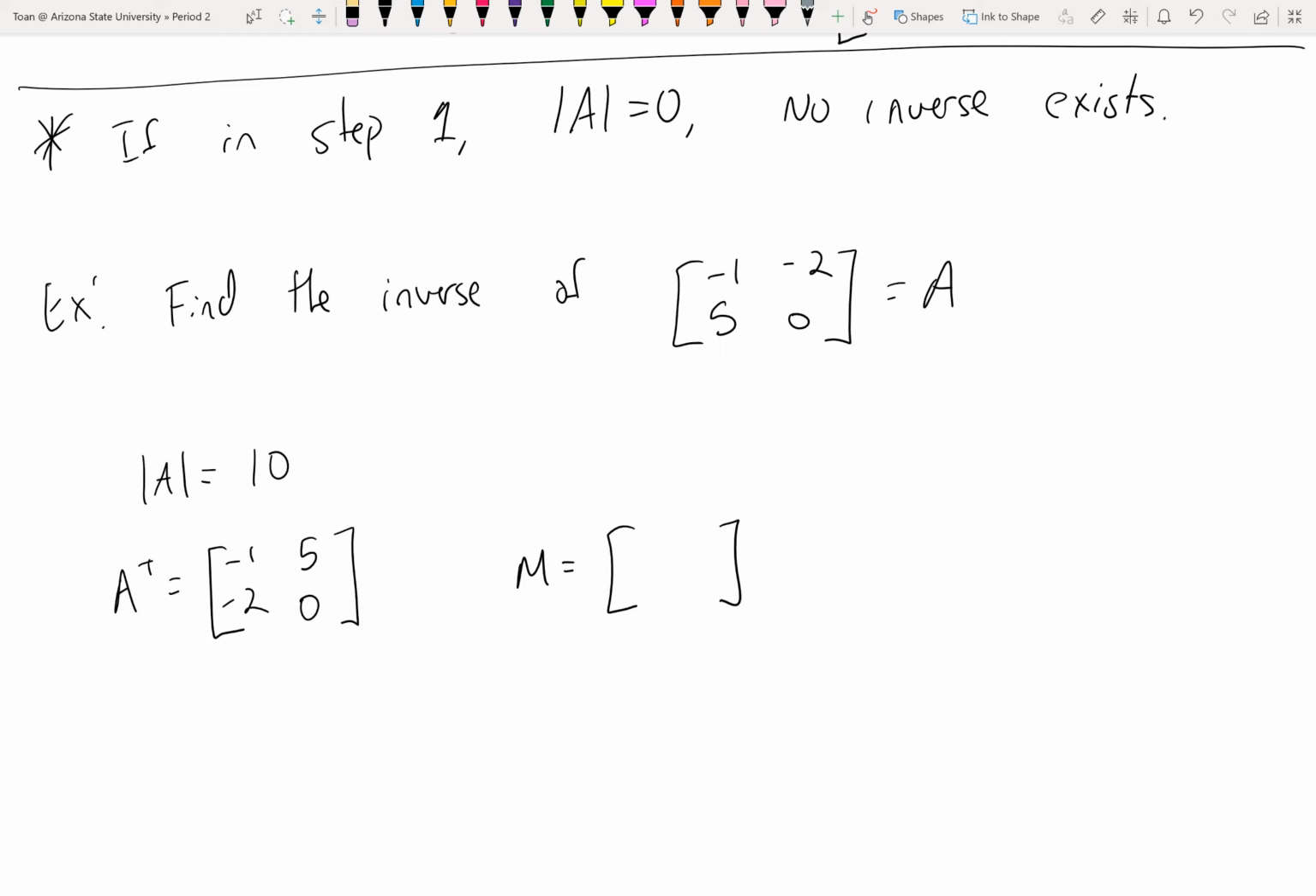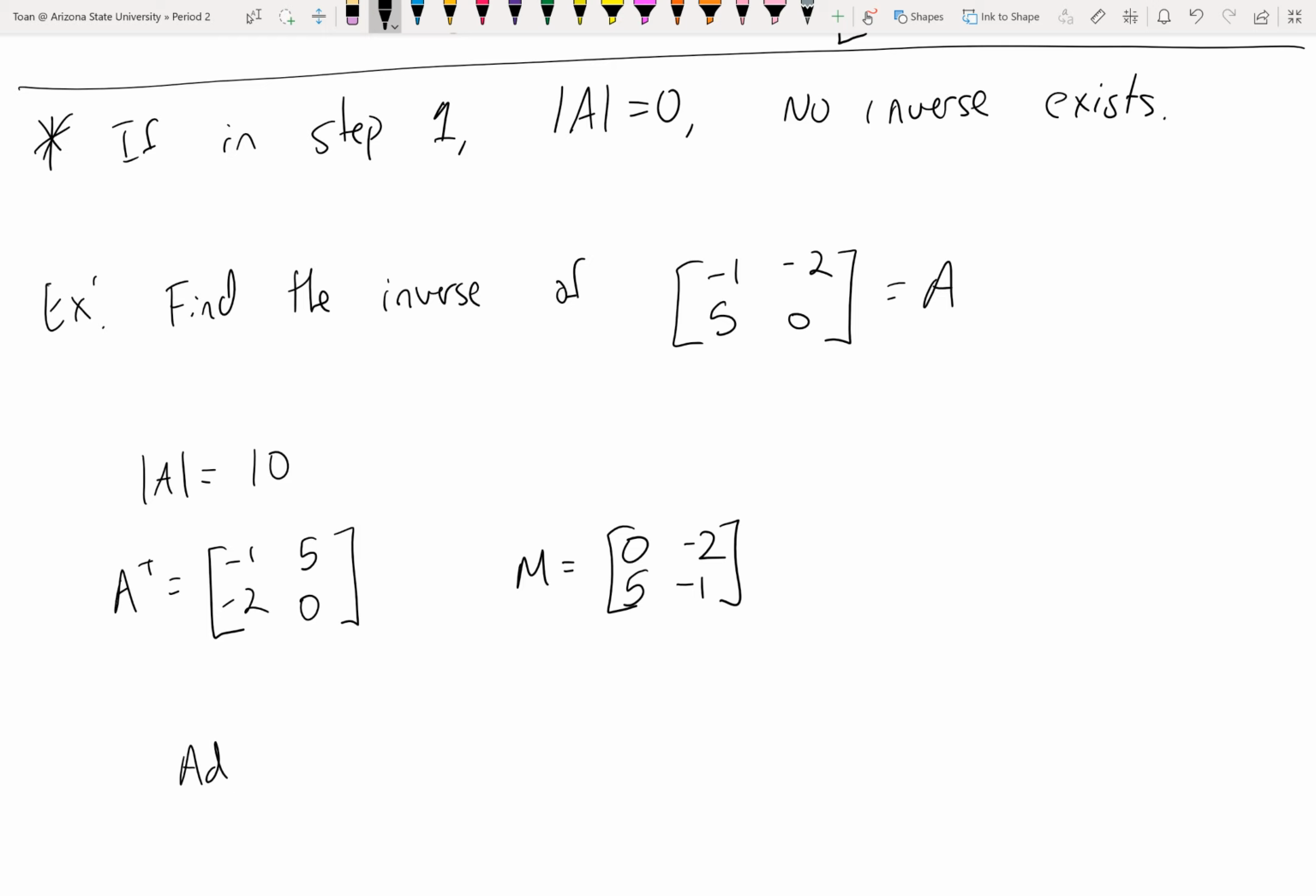All right. So when I do my minor for a 2x2, it's just the single number itself. So the top left corner is 0. Top right corner, -2. Bottom left corner is 5. Bottom right corner is -1. Guys okay with that?